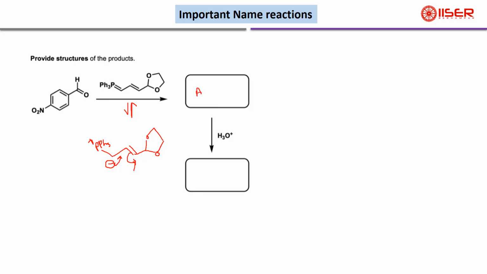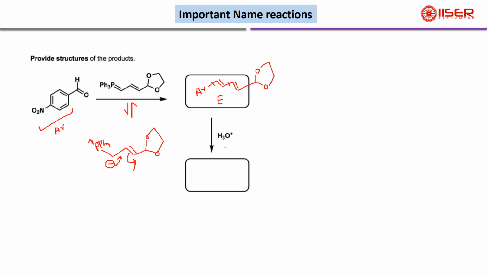I'm just drawing it as an ER. This total, I'm denoting as an ER. So this will be our product. The newly formed alkene will be an E alkene. So this is our newly formed alkene, this one. The newly formed alkene is an E alkene.